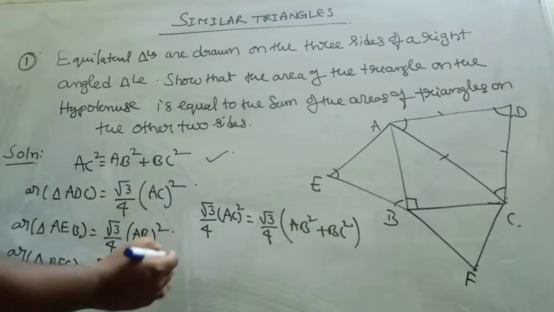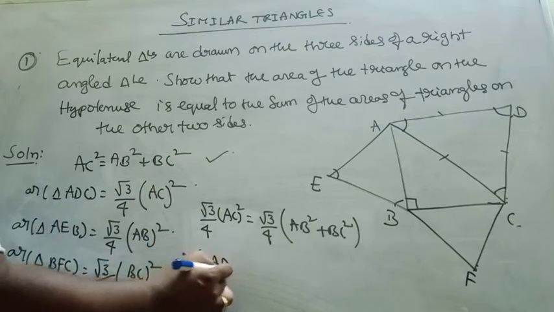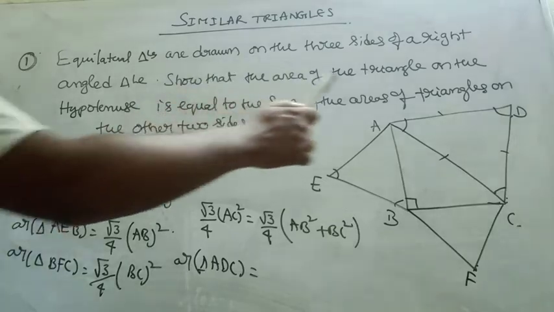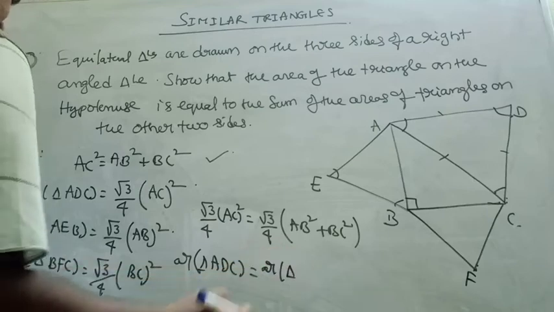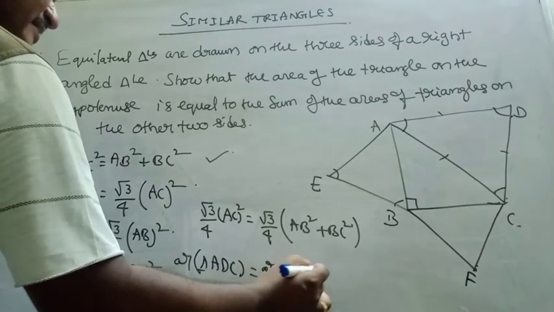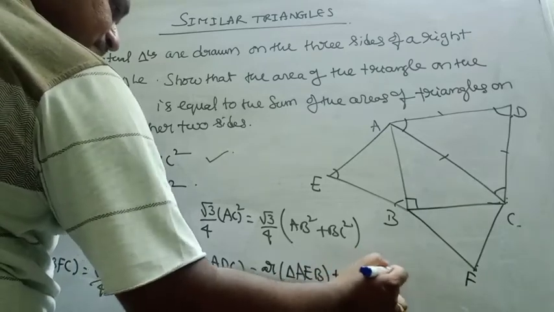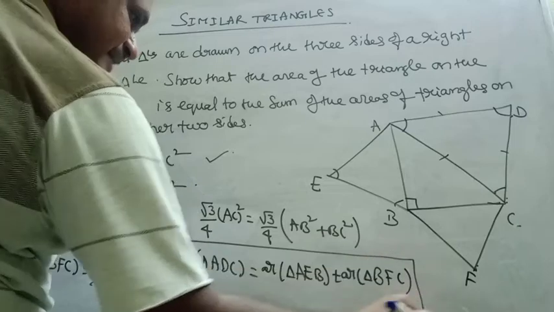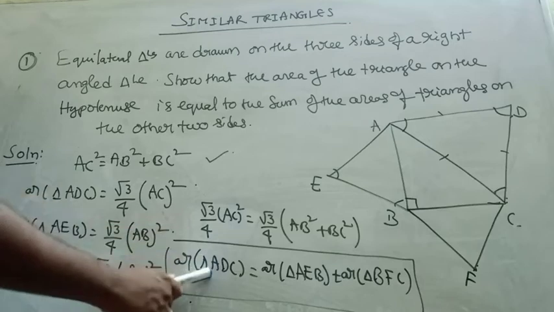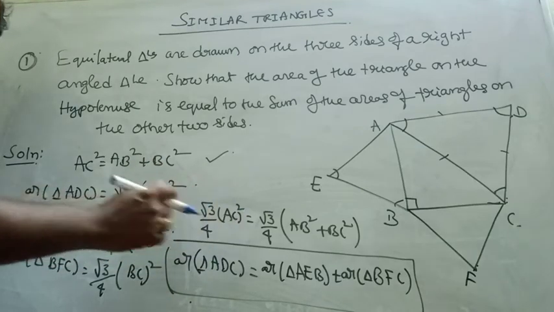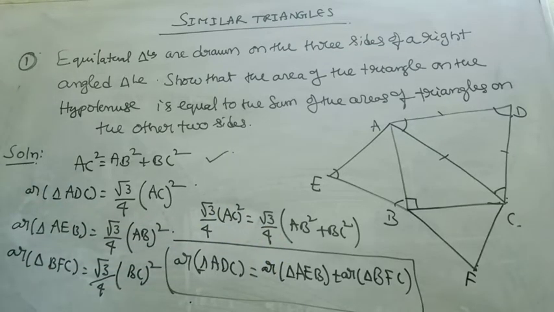That means, we just multiplied both sides. This is the area of triangle ADC, which is the triangle described on the hypotenuse. This is equal to the area of triangle AEB plus area of triangle BFC. Wonderfully we have got this proof, my dear students. Area of triangle ADC is nothing but this, and we just multiplied root 3 by 4 on both sides to this. Then you have area of triangle AEB plus area of triangle BFC.